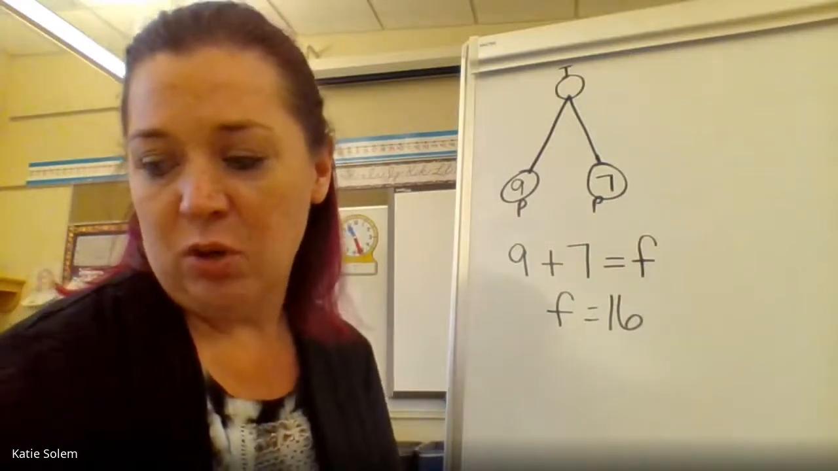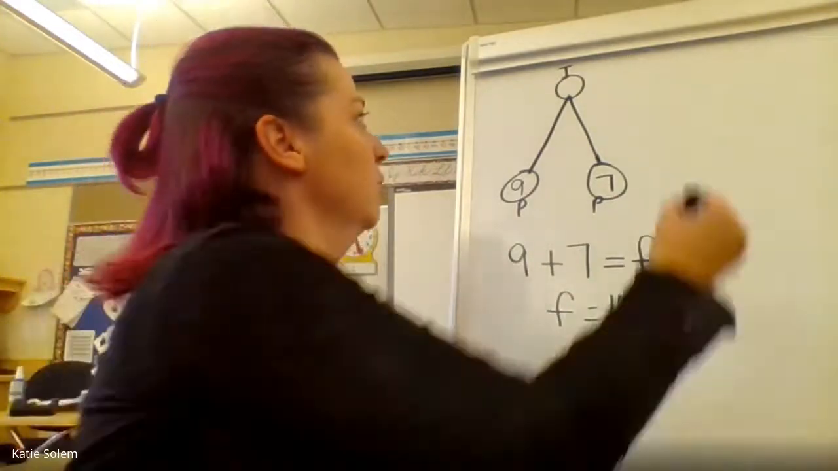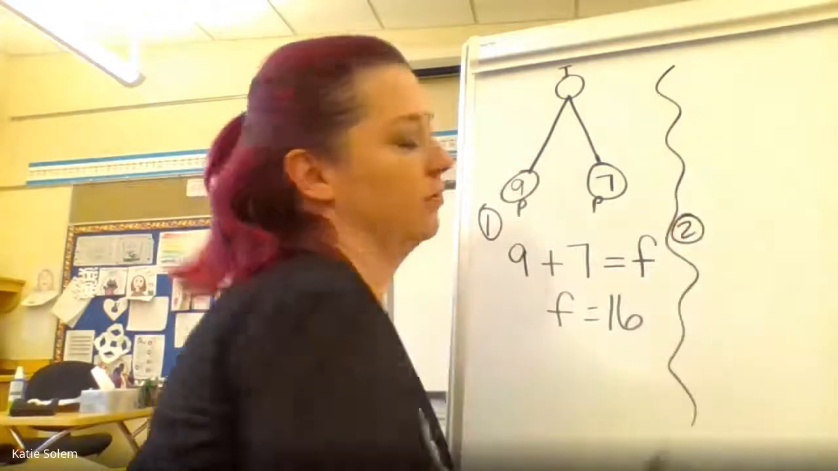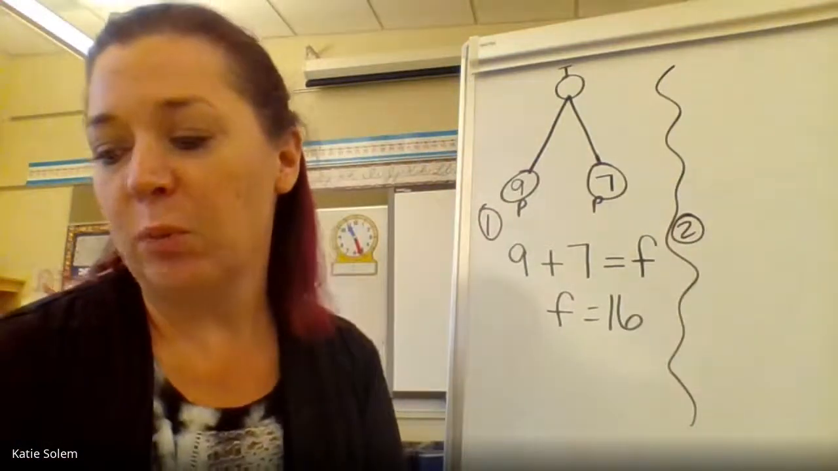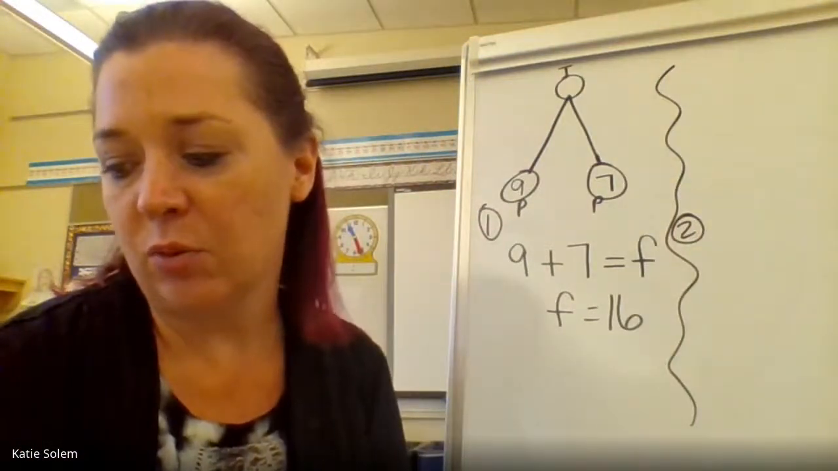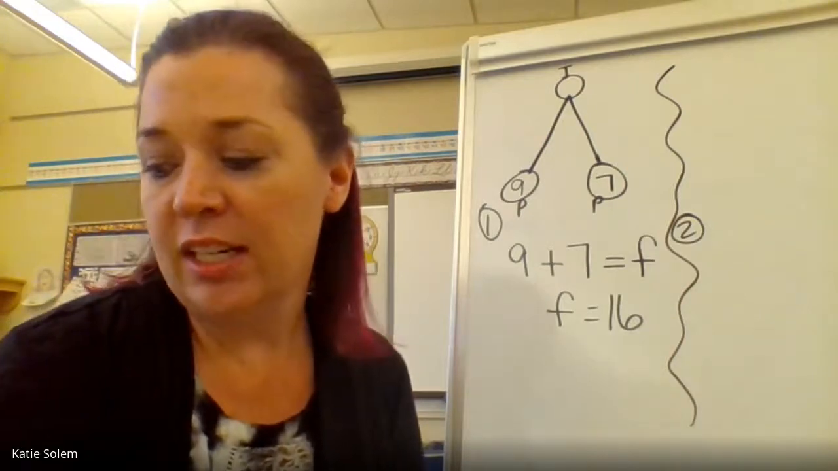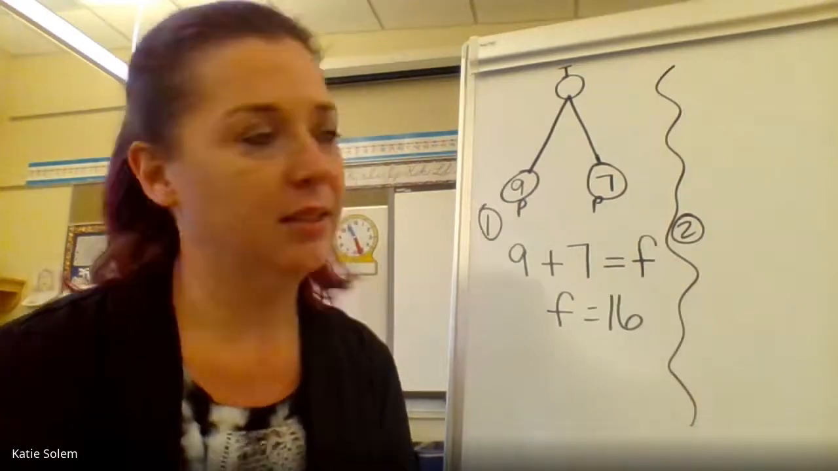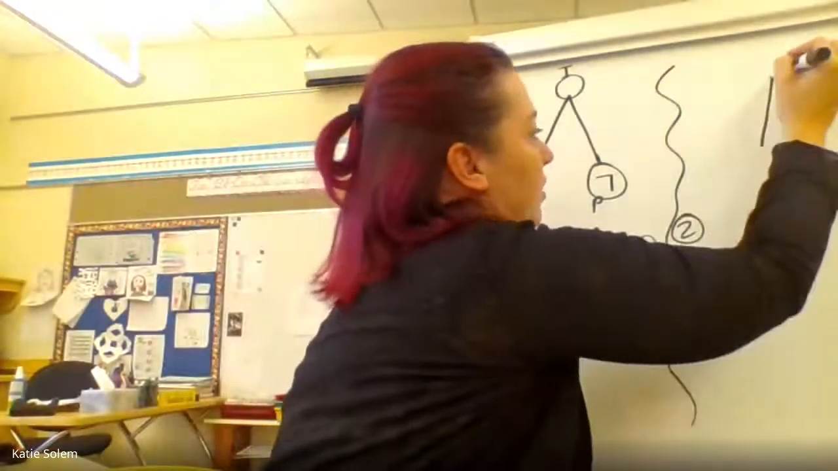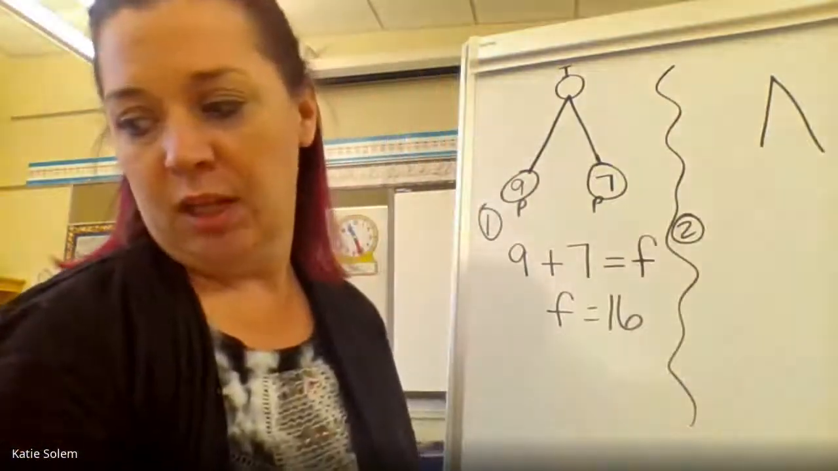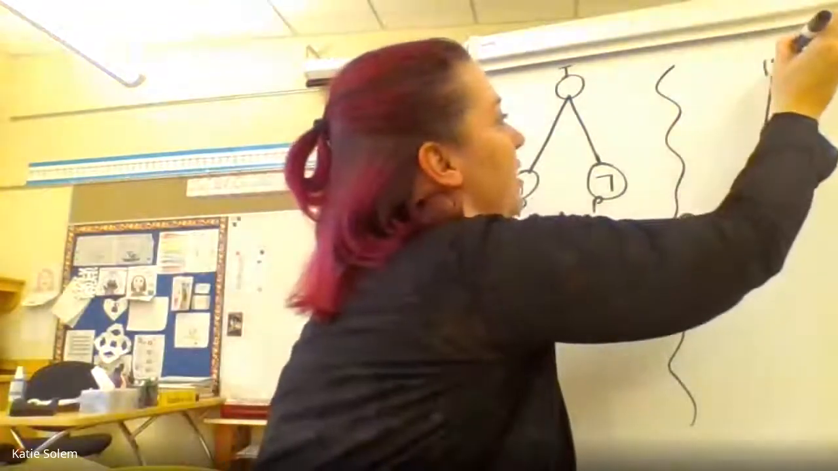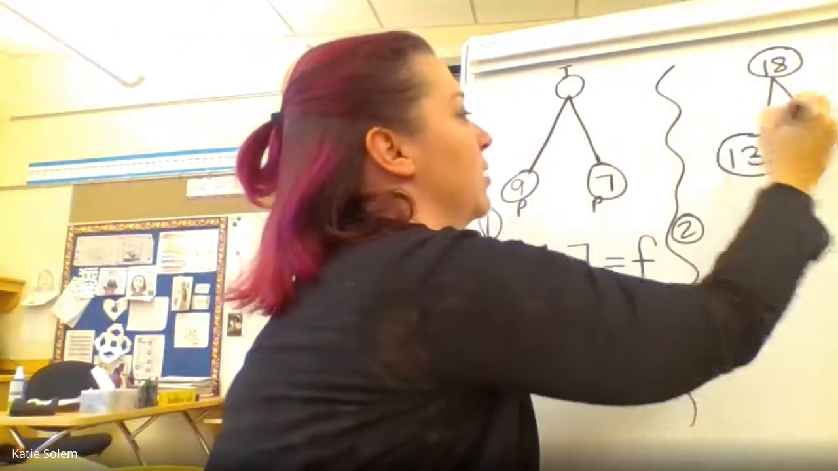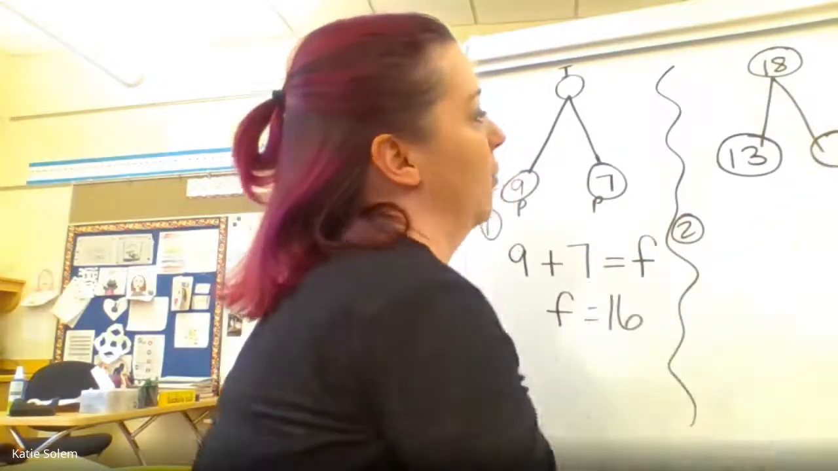Let's take a look at number 2. Number 2 says a fruit bowl contains 18 pieces of fruit. Of these, 13 are apples and the rest are bananas. How many are bananas? So this one's a little different. We have our fruit bowl, and we know that there are 18 pieces in it. We know that 13 of them are apples, but we don't know how many are bananas.